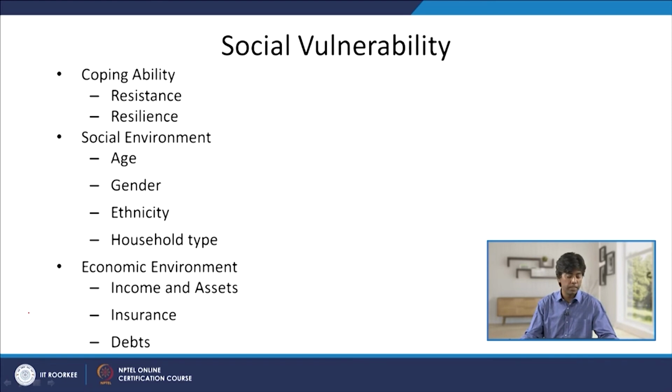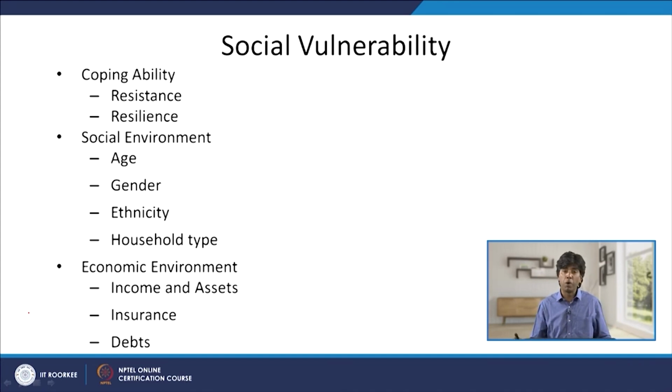We have social vulnerability like coping ability, resistance or resiliency, or we could have some social environment like age or gender, ethnicity, household type. As I said, when a society is comprised only of elder people, the society is considered to be more vulnerable than when there are younger people also. And females are considered to be more vulnerable because they have fewer socioeconomic opportunities, political opportunities, than the male counterpart. So they are considered to be more vulnerable in a male-dominated society.